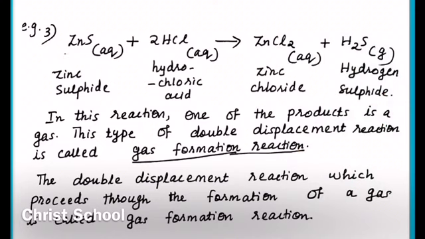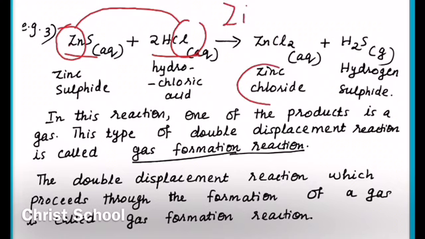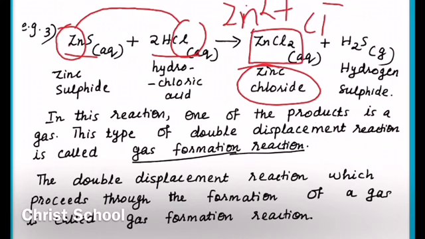Here the reactants are zinc sulfide and hydrochloric acid. So what is the exchange here? Zinc, the first cation, will combine with the second anion. Zinc will combine with chloride to form zinc chloride. What's the formula of zinc chloride? Zinc cation Zn2 plus, chloride Cl minus. Exchange valencies, you will get ZnCl2.